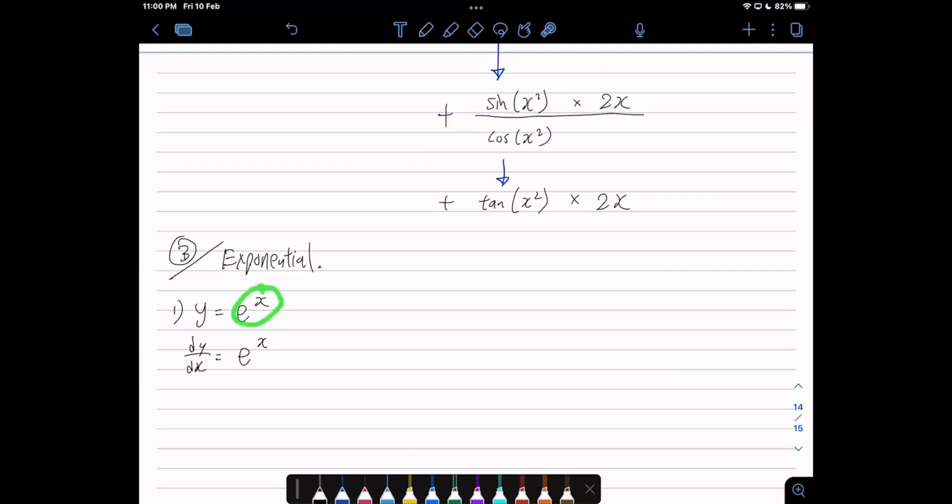But e power x is an extremely special function. You differentiate it, you get back the same thing. It is unique. It is the only function that has this property of its derivative being the same as its original function. That's what makes it special.